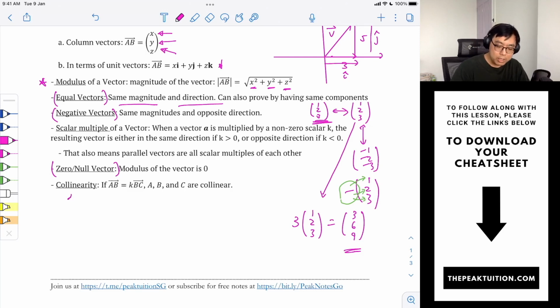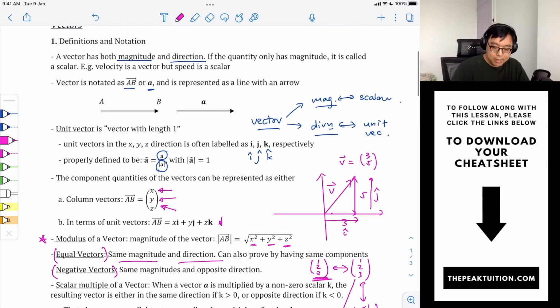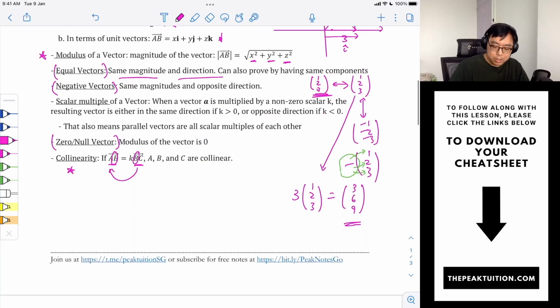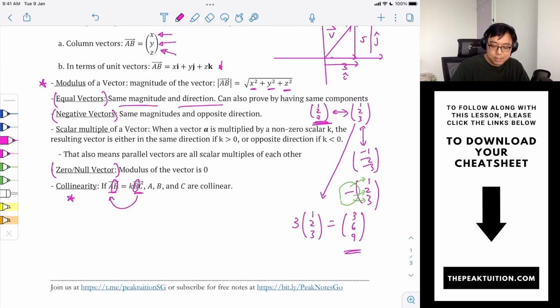Finally, we talk about collinearity. Here, we see that AB equals BC, right? BC is a scalar multiple of AB. But we notice that they share the same point B. It may not have been super clear earlier, but here A represents a point, B represents a point, whereas AB with the arrow just represents the vector going from A to B. So when we have AB equals BC, we notice they share the same point B.